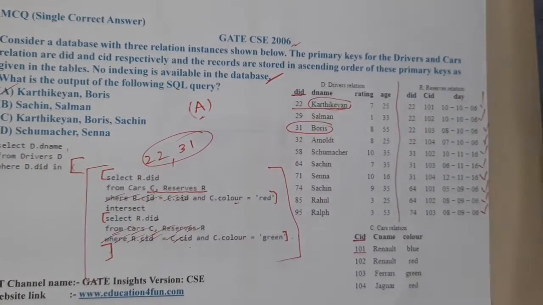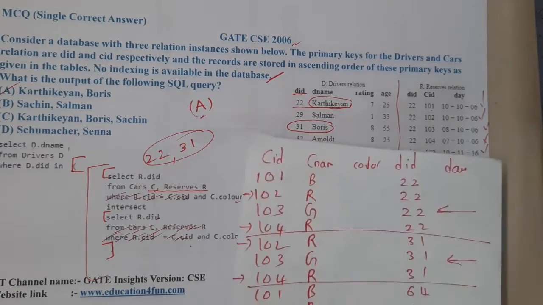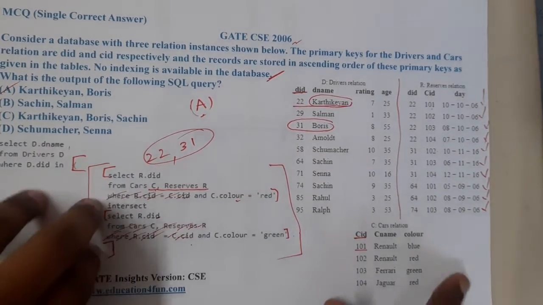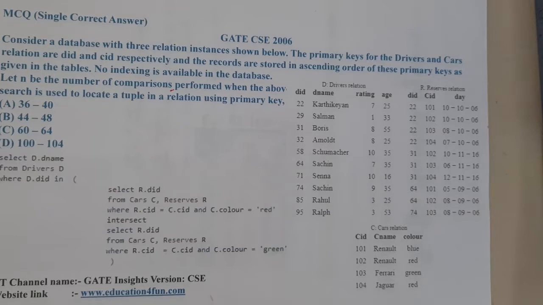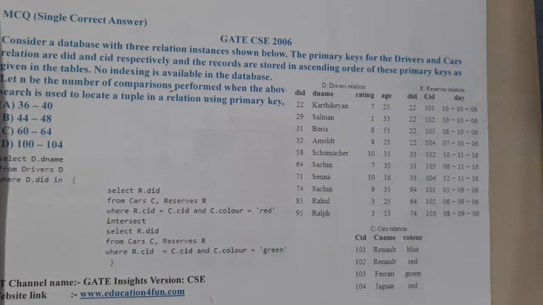This is one of the easiest questions, right? It might have taken some time because I wrote everything, but it's an easy question. It's not that complicated. So now the second part of this question is, we need to find the number of comparisons performed when the above search query is used to locate the tuples in a relation using a primary key. So how many searches did it take in total is the question, right?